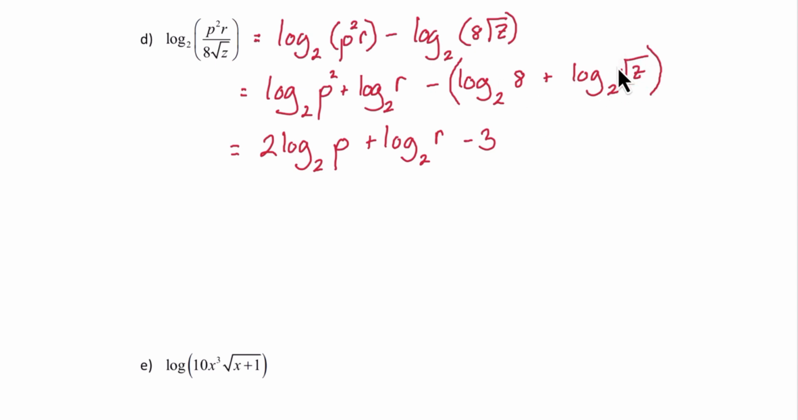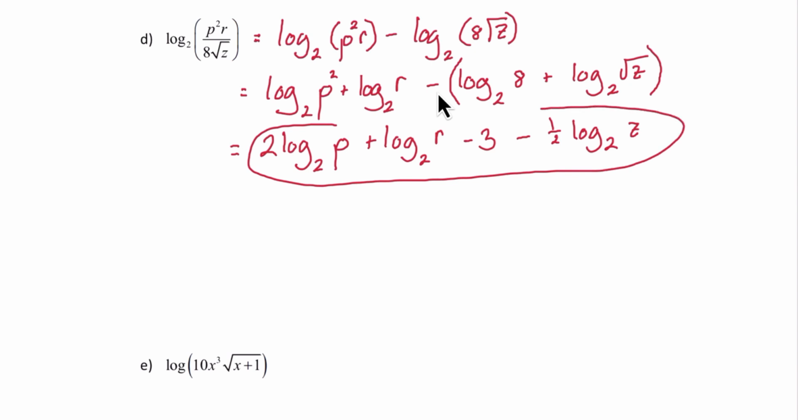And you may not see an exponent on the square root right away, but remember that the square root is really the 1/2 power. So we can think of this square root z as really z to the 1/2 power. So there's an exponent that you just don't see, z to the 1/2. So we'll bring 1/2 down in front of the log and recall that we need to subtract that. We need to distribute that negative sign. So we have negative 1/2 log base 2 of z. And now we have the fully expanded version.